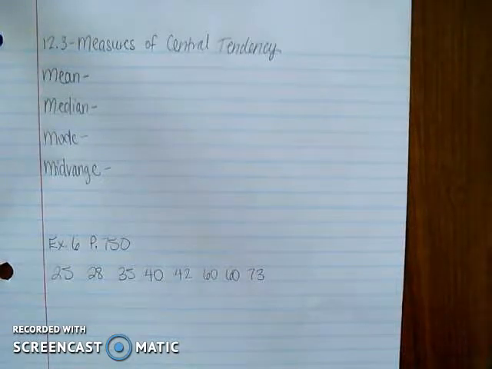So again, what you're doing when you're finding a measure of central tendency, when you're finding an average, is you're finding one number that you think best describes the data. So keep that in mind when we talk through this.